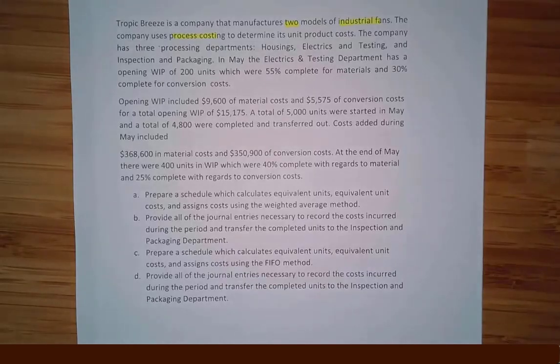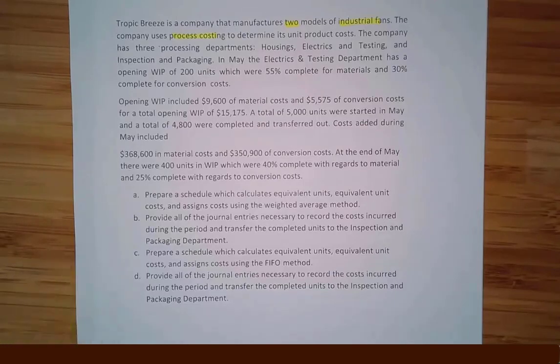We're going to jump right into a process costing question. This has both opening inventory and closing inventory. It's more complex than a question that has no opening inventory. So I've already started highlighting it, but now let's just do it together.